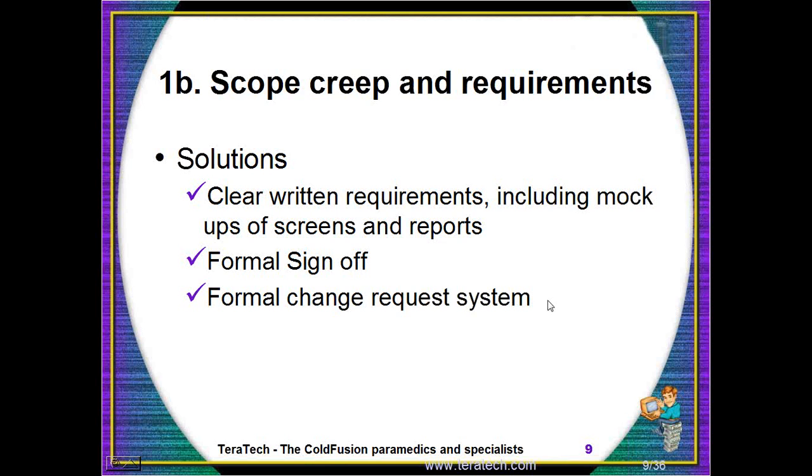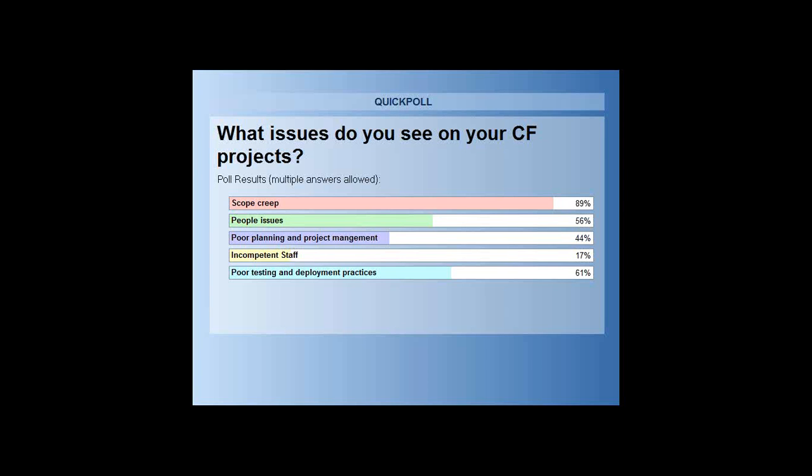So what are the results we see from the poll? Okay, so the results that we see: scope creep is at 89%, people issues at 56%, poor planning and project management 44%, incompetent staff 17%, poor testing and deployment practices 61%. So it looks like scope creep is the biggest issue most people see.